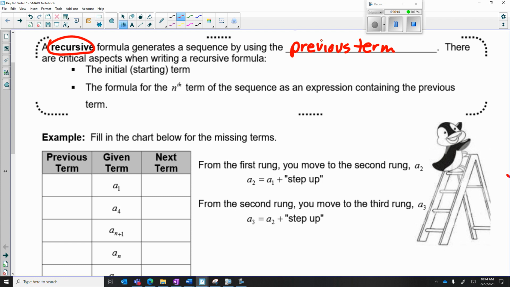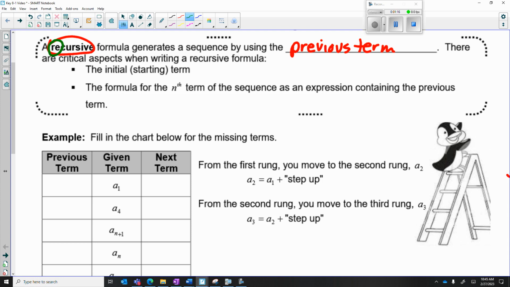There are critical aspects when writing a recursive formula, and they are listed here. There are two parts to it. The first thing you need to know is recursive has the prefix re, and re means go back. So record, rewind, repeat means go back, go back, go back. When you think of recursive, I want you to think about going back to the previous term and using that previous term to get to the next term.